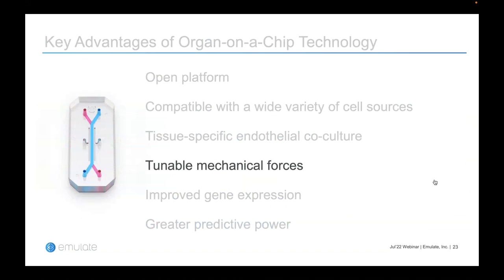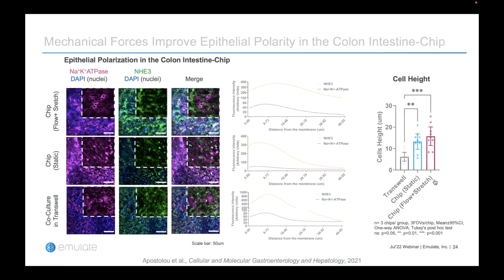Let's talk about now the tunable mechanical forces. So why is stretch important? So again, when we looked at developing our colon intestine chip, we could see that stretch was important to improve that differentiation, the maturation of that epithelial tissue. When you put these cells on just a static transwell system with no stretch, they take on a flat morphology, which isn't what they look like in vivo.